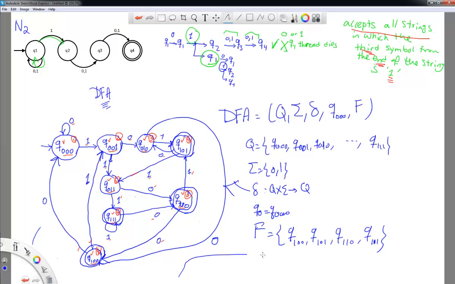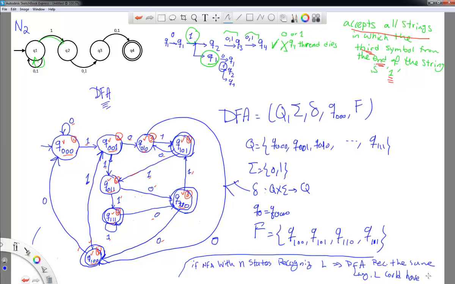So, in other words, if an NFA with n states recognizes a language, let's say L, then a DFA recognizing the same language L could potentially have 2 to the n states.